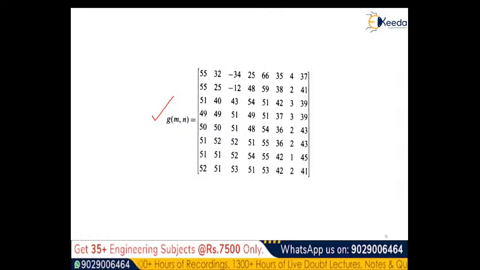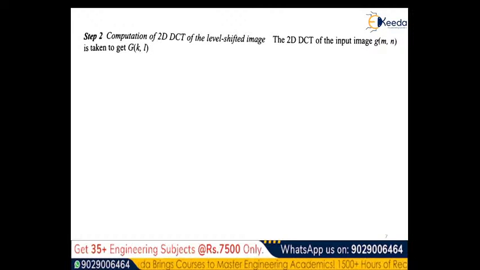Now the next thing is to perform step number 2. See, step number 2 is very important. The first step was very simple: every element has to undergo a subtraction. From the given value we have to subtract 128. Now in step number 2 we have to take the help of the two-dimensional discrete cosine transformation. The abbreviation for two-dimensional discrete cosine transformation is 2D DCT.